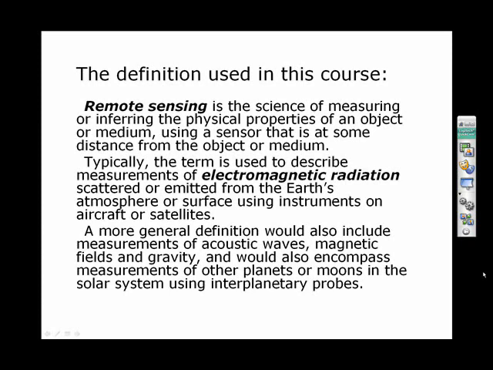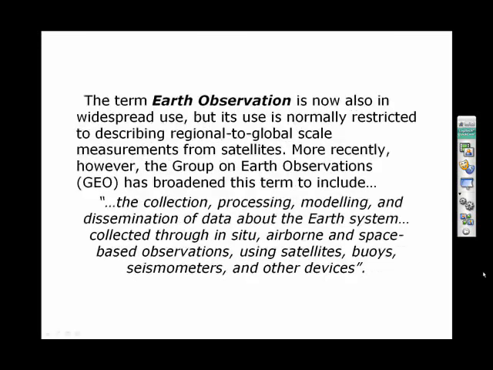And I would also suggest that we would encompass, in the context of remote sensing, measurements of the other planets and their moons in the solar system using interplanetary probes. So not probes that actually land on the moon or go into the atmosphere of a planet, but are actually measuring them remotely by going, say, into orbit. So it's quite a general definition of remote sensing.